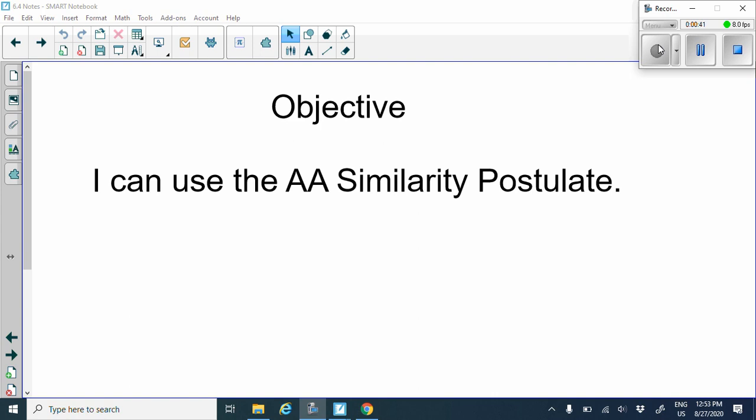There are going to be three different ways: AA, SSS, and SAS. The first way, and the only way we're going to learn about today, is what we call the AA similarity postulate. Now, what does the AA represent?